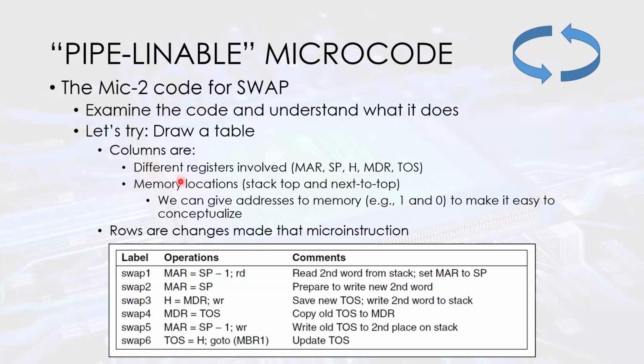We're going to draw a table. In this table, each of the columns are going to be the different registers and or memory locations that we see pop up. Then each row is going to be the result after a certain microinstruction. So how does each microinstruction impact certain registers? How do they change because of the instruction that was just executed? The memory locations, in this case, are going to be the stack top and the next to the top. Because remember, what swap does is look at the operand stack, take those top two items and swap them. That's the idea behind a swap instruction.